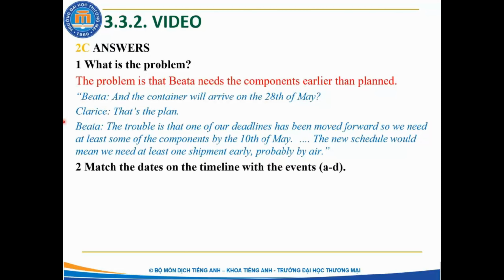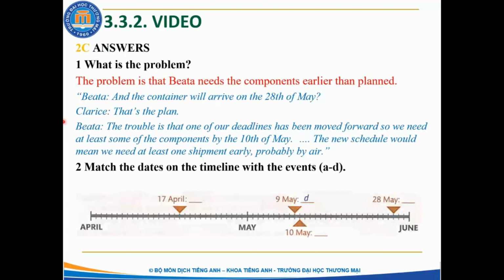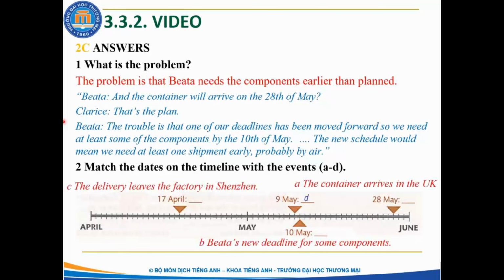Alright, so for question 2, we need to match the dates on the timelines with the events. A. The container arrives in the UK. B. Beata's new deadline for some components. And C. The delivery leaves the factory in Shenzhen.